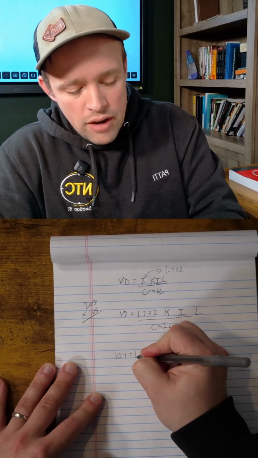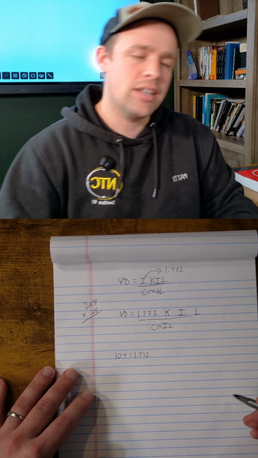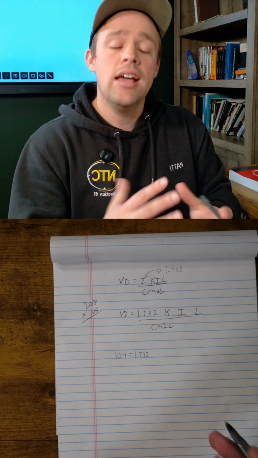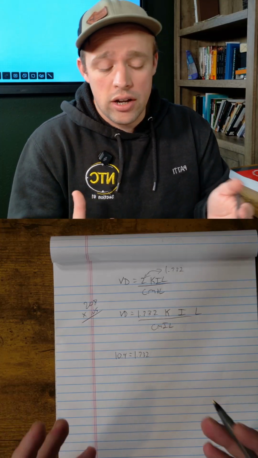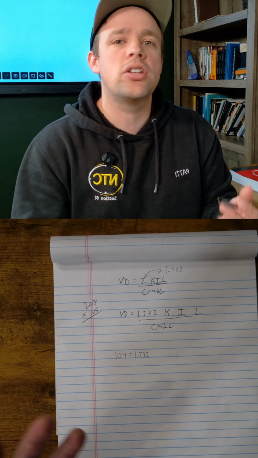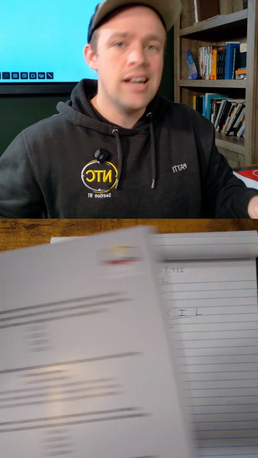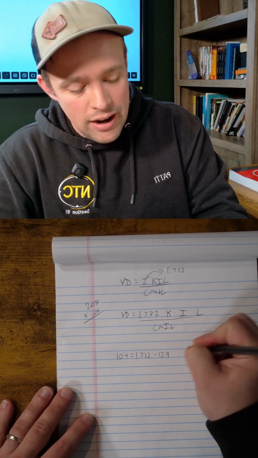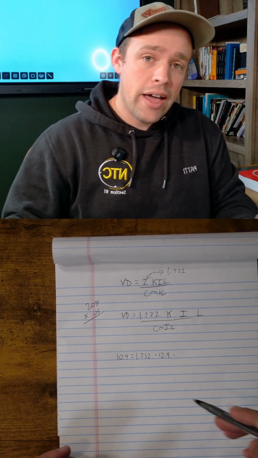My 1.732 is staying the same, obviously. The K is a constant that you should be aware of. They don't give you that information, and they just expect you to know it. For copper, and our question says copper conductors, our K constant is 12.9.